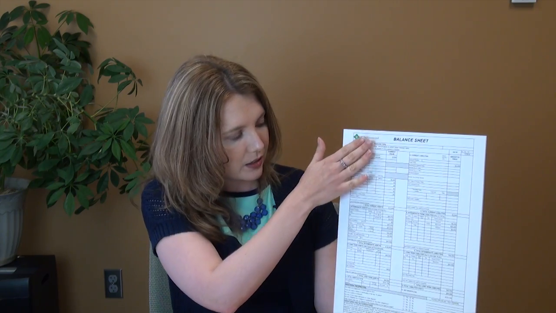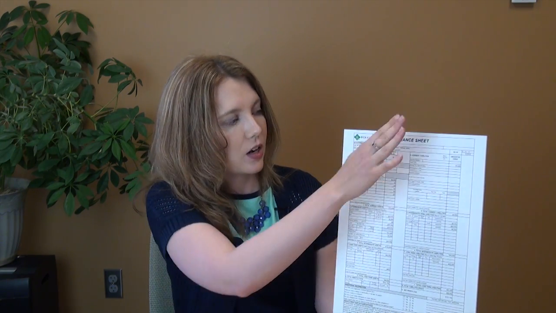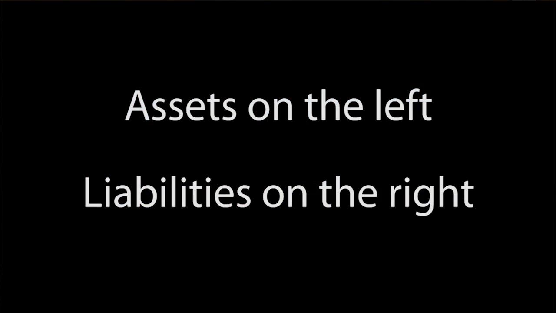When you're filling a balance sheet out, you want to list all of your assets over here on the right side and then all of your liabilities over here on the left side. Don't get too caught up in the boxes. I'll go over some of the boxes with you, but the most important thing is list all of the assets over here and all of the debts or liabilities over here.